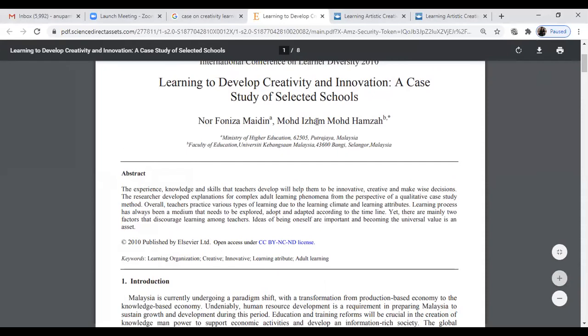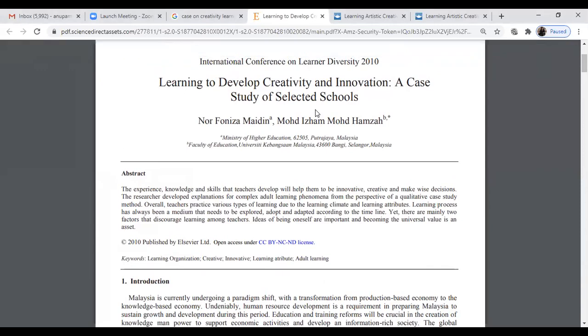Yes, ma'am. The case title is Learning to Develop Creativity and Innovation, a case study of selected schools. It's a study of Malaysia. And if you are interested in case study writing, there are many case study writing competitions being conducted by many of the renowned magazines or the business schools. You can participate in that also.